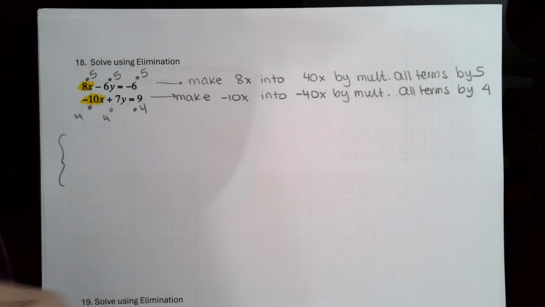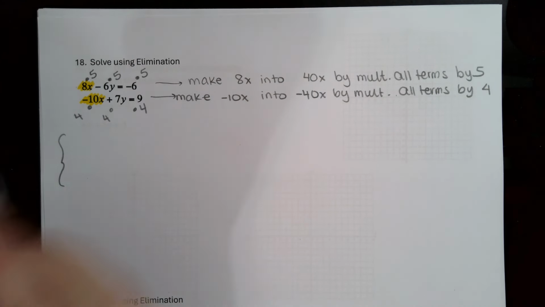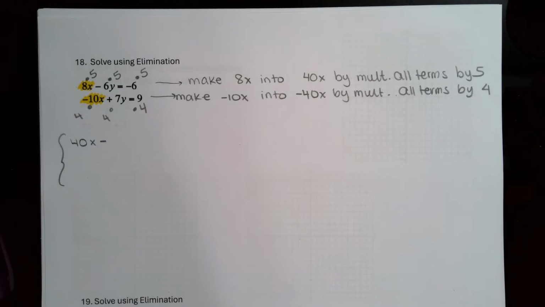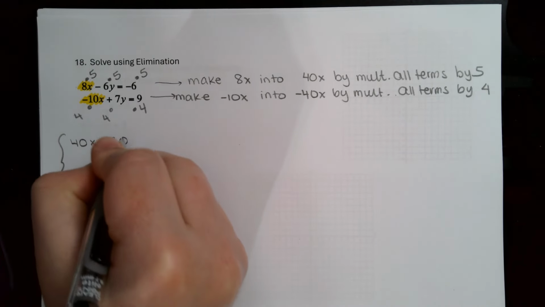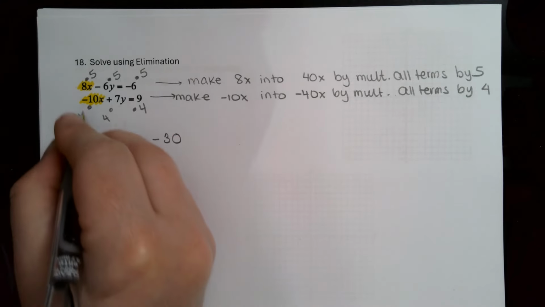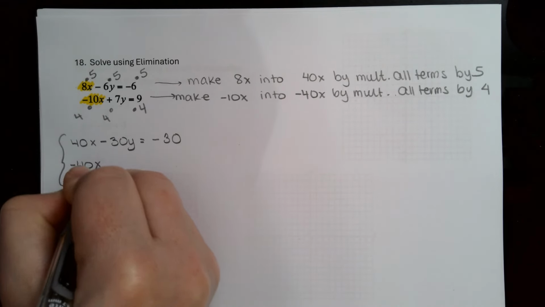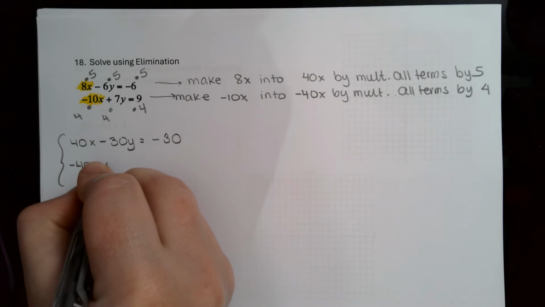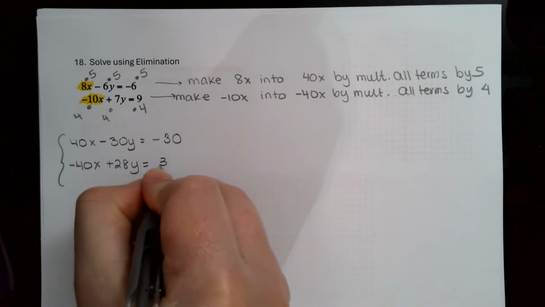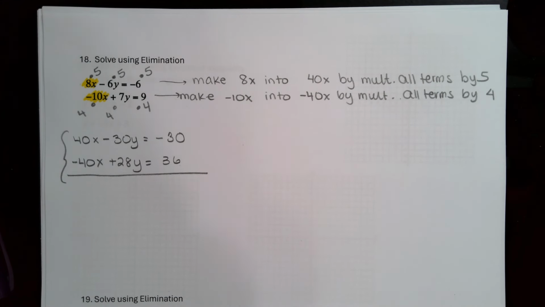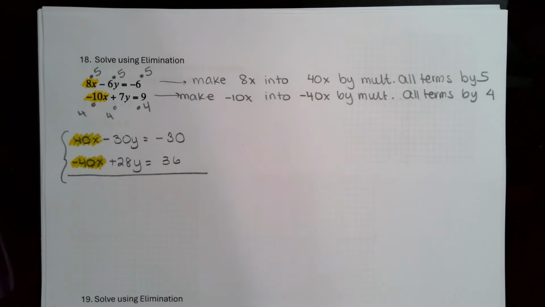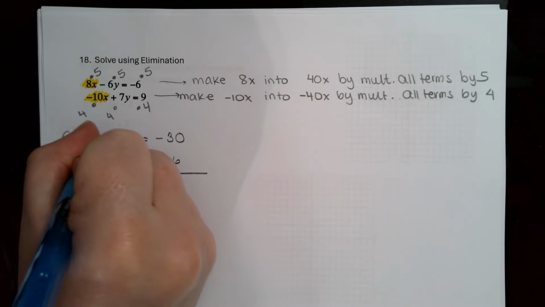So what we're going to be solving now is a new system. 8 times 5 is 40x, minus 6 times 5 is 30y, and negative 6 times 5 is negative 30. Here down below, we get a negative 40x. 7 times 4 is 28, positive y, and 9 times 4 is 36. Now that these are matching, I'm going to remove them by adding vertically.